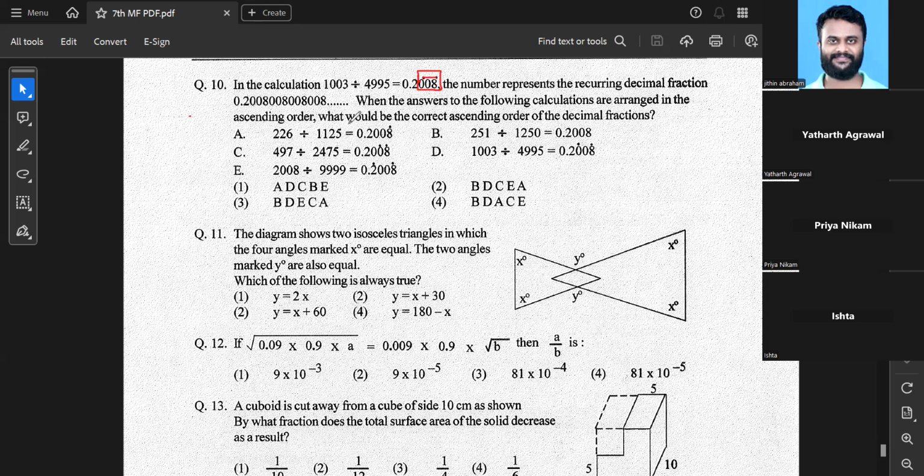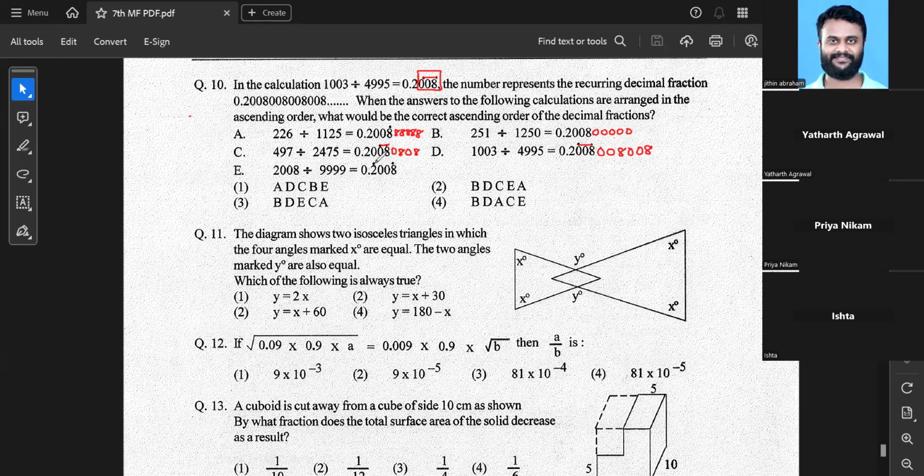Okay. When the answers to the following calculations are arranged in ascending order, what could be the ascending order sequence of the decimal fractions? Ascending means the smallest comes first, the biggest comes last. Simple logic. So the first number is 2008. Only 8 is having a dot, which means the recurring factor is only 8, 8, 8, and so on. The second one has no recurring, so it's only 2008, and after that if nothing is there, I can say it is 0000. Over here you have 08, so the 08 is going to be recurring, 08, 08, and so on. This one is again 008, 008, and so on.